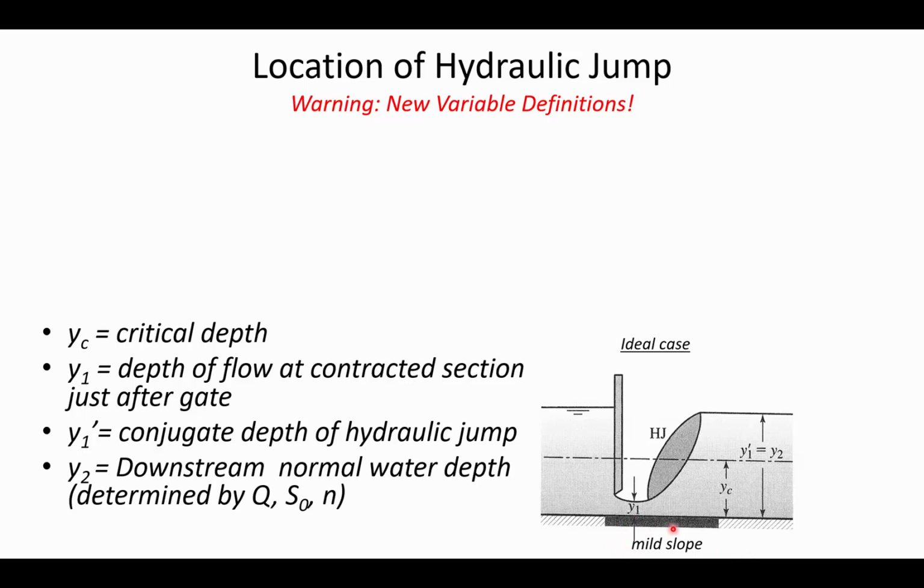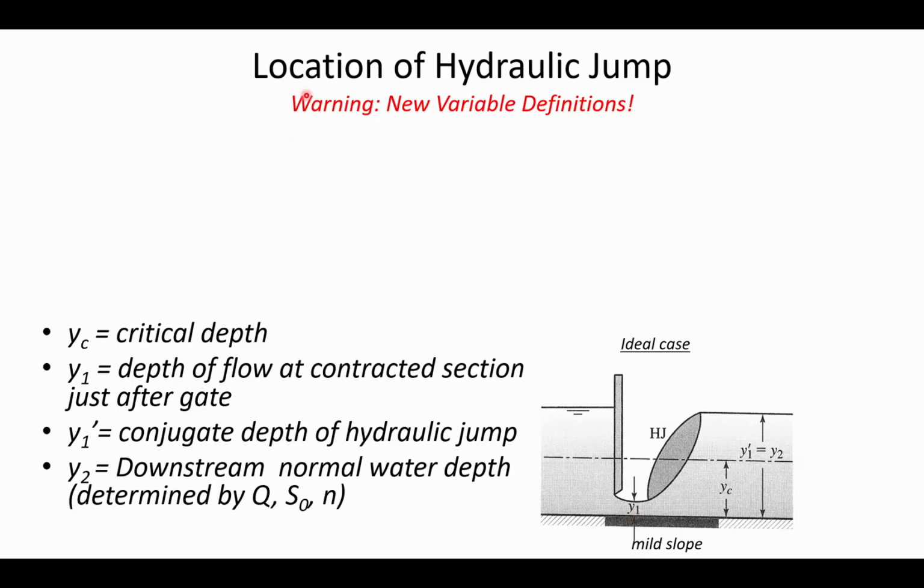In the class previously, I showed you some cross-sectional views, and a mild slope is when the slope is less than the critical slope. So S naught less than S sub C is a mild slope. Ideally, what happens is the hydraulic jump sets up immediately after the underflow gate.